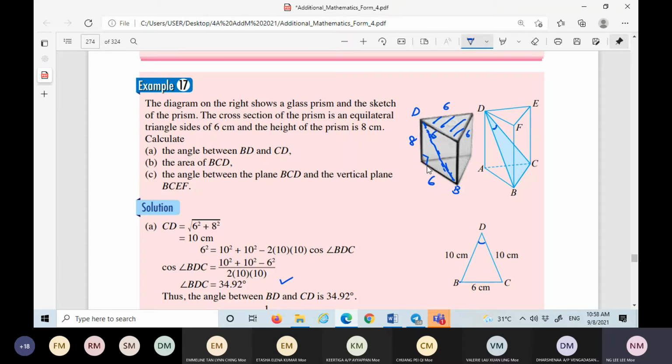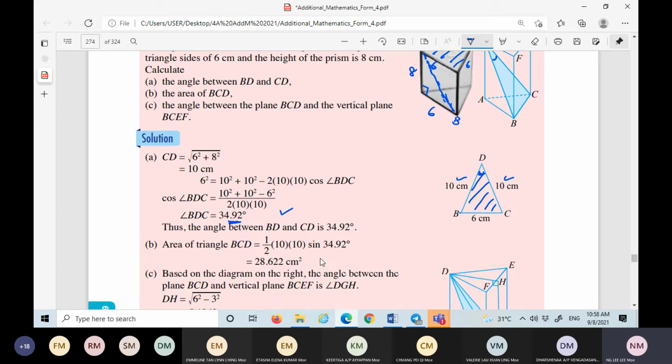The area of BCD. Same thing, we can still use this triangle BCD. Still don't care about A, E, and F. So this area, same thing. You have three lengths, so you can use Heron's formula. You also have this angle, and together with these two lengths, you can use it as well.